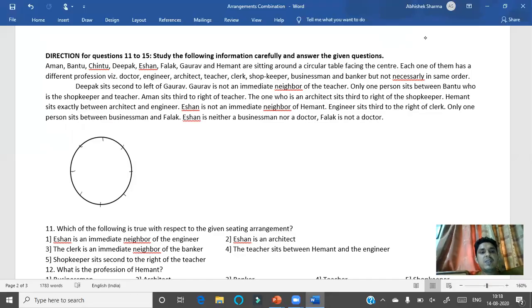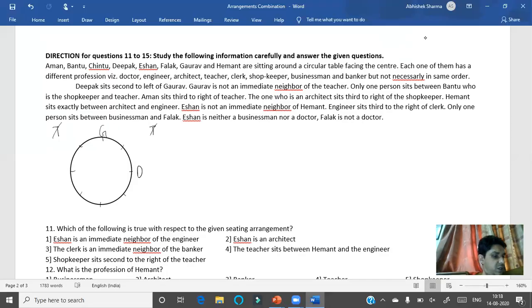Thereafter, he is saying that Deepak sits second to the left of Gaurav. So if I place Gaurav here, Deepak should be here. Thereafter, Gaurav is not an immediate neighbor of the teacher. So if Gaurav is here, the teacher cannot be here and cannot be here. Thereafter, only one person sits between Bantu, who is a shopkeeper, and the teacher. And Aman sits to the right of the teacher.